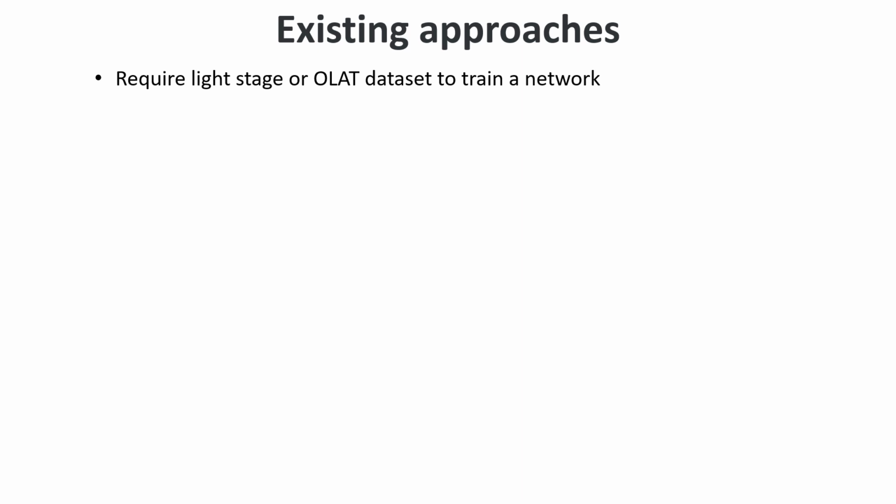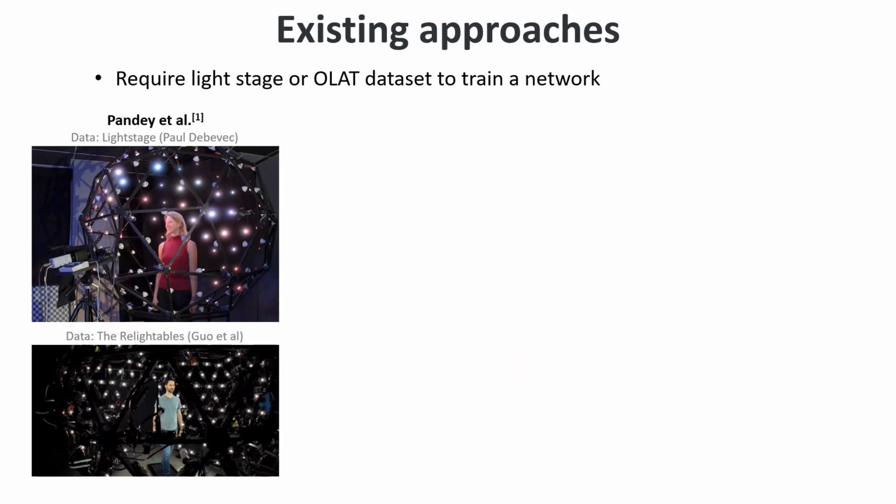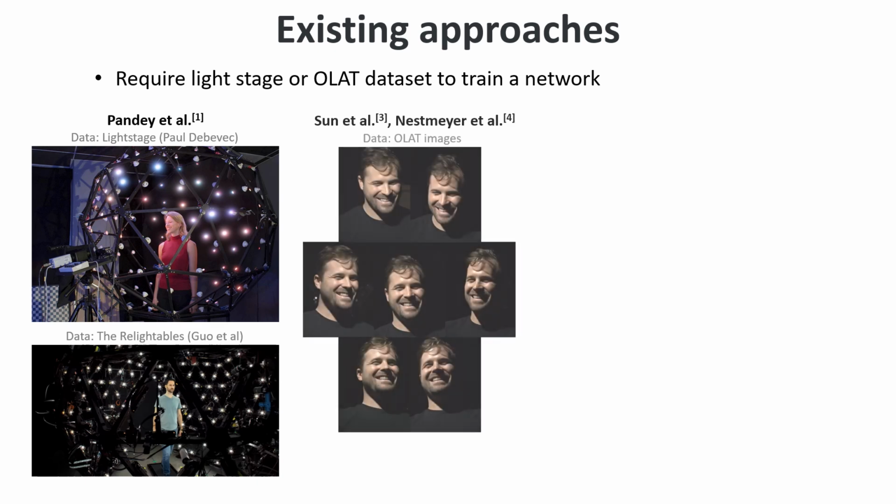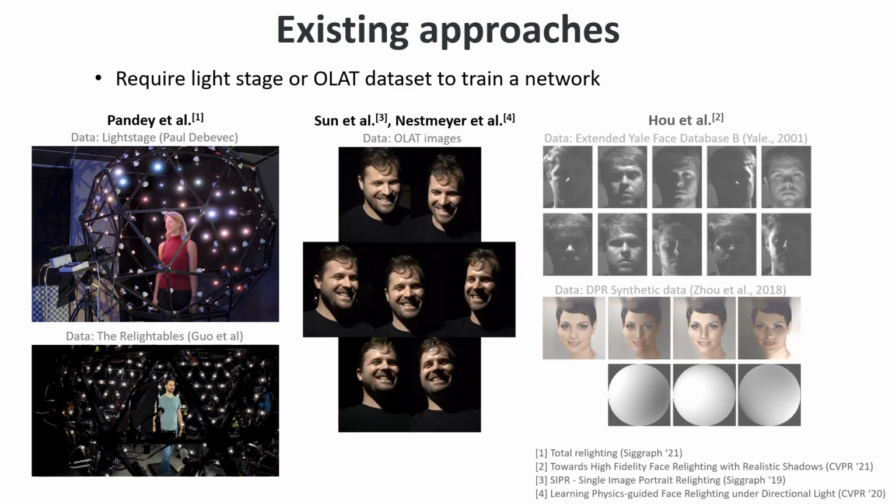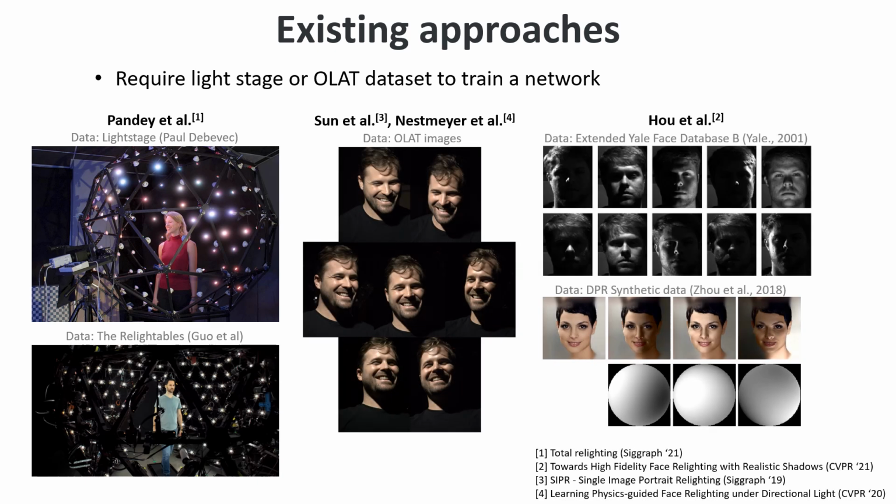To solve this, many existing approaches require multiple images of the same person taken under different lighting conditions for training their pipeline. This involves setting up costly capture rigs, such as LightStage, or one light at a time capturing. Another approach is to rely on synthetic rendering. However, lab-captured face images or synthetic rendering can look very different from in the wild images, often leading to unnatural results when tested in real-world scenarios.